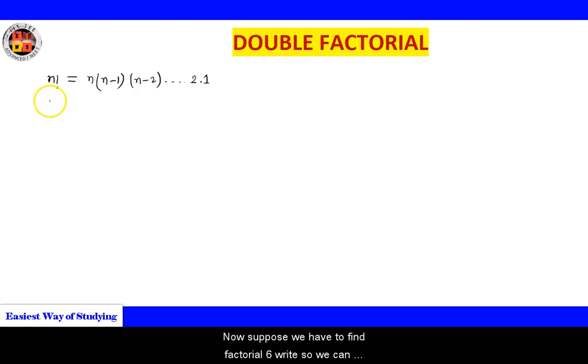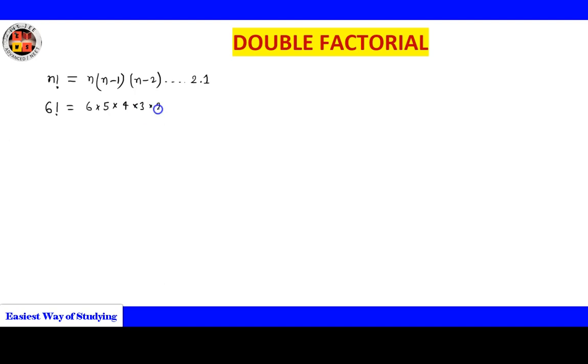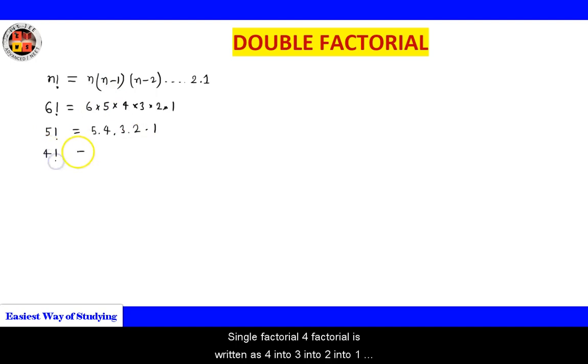Now suppose we have to find factorial 6. We can write 6 into 5 into 4 into 3 into 2 into 1. Similarly, we can write 5 factorial as 5 into 4 into 3 into 2 into 1, and 4 factorial as 4 into 3 into 2 into 1. This is the single factorial, but we have to study the double factorial.